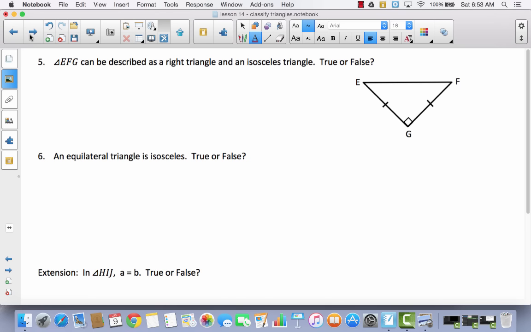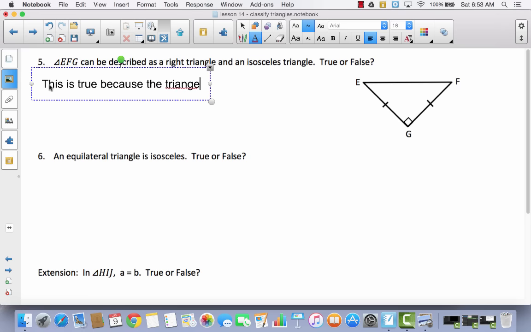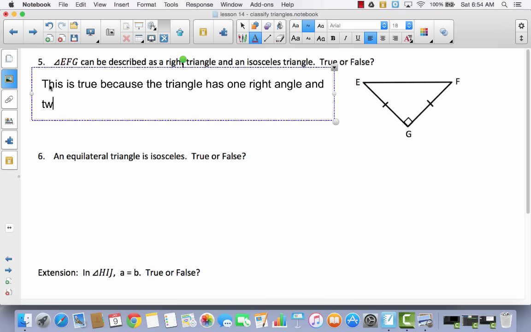Triangle EFG can be described as a right triangle and an isosceles triangle. True or false? So remember, a right triangle means that it has a right angle. Does this have a right angle? So that part's true. And isosceles triangle. Isosceles triangles have 2 equal sides. So this side's equal and this side's equal. I can tell by the tick marks. So is this true or false? This is true. This is true because the triangle has 1 right angle and 2 equal sides.